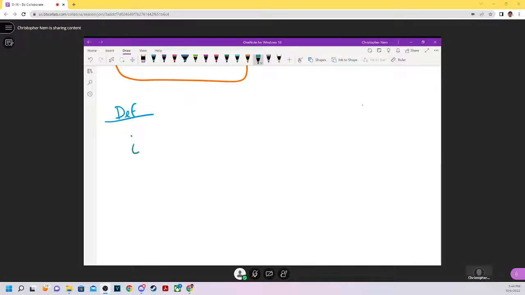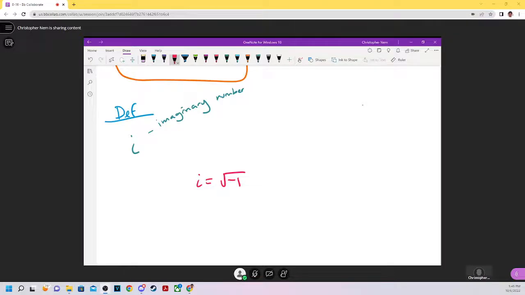This symbol represents imaginary numbers. This is your imaginary number. Now, the definition I will give you guys is, the book gives you it as i is equal to square root of negative 1. That's the definition of this notation.